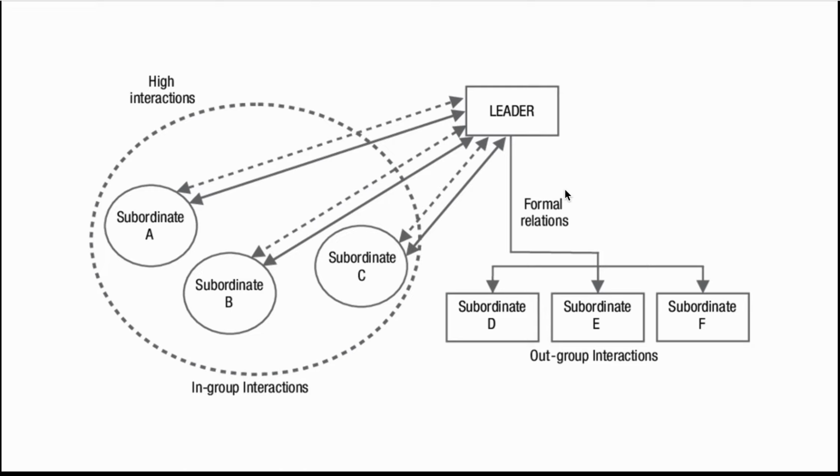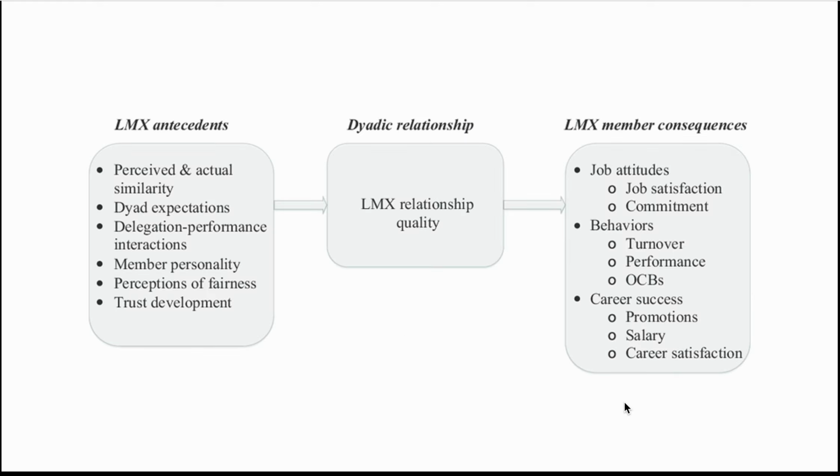and they're high quality. On the other hand, subordinates D, E, and F, these are outgroup interactions, and you can see how there's much more space between the leader and the subordinates. They're more formal. They're only coming one way, so the leader's just telling the subordinates what to do, and that's it. There's not really this two-way communication component. And so you can already get a feel for how the quality of these relationships would be quite different.